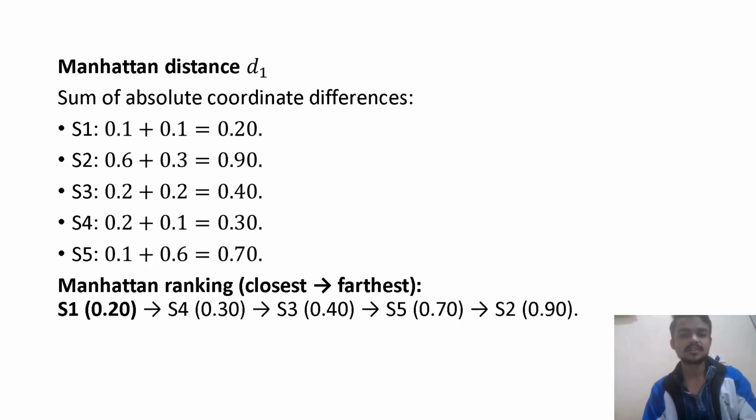Manhattan, the sum of absolute coordinate distances. S1 is 0.2, S2 is 0.9, S3 is 0.4, S4 is 0.3 and S5 is 0.7. Manhattan ranking from closest to farthest: S1, then S4, then S3, then S5, then S2.